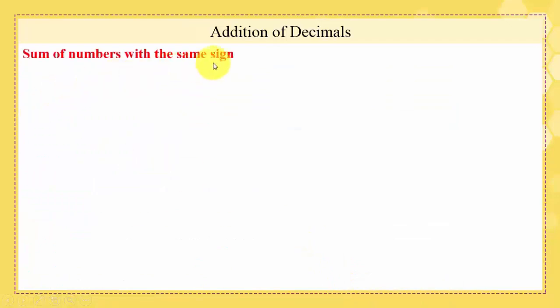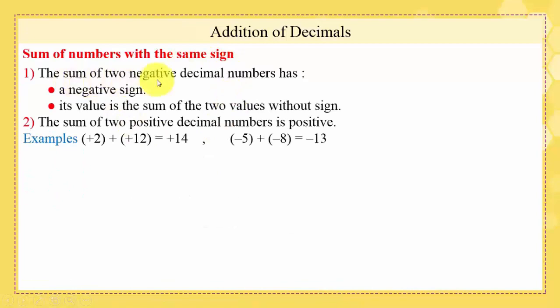Sum of numbers with the same sign. The two numbers are of the same sign. The sum of two negative decimal numbers has a negative sign. Its value is the sum of the two values without sign. The sum of two positive decimal numbers is positive. If the two numbers are of the same sign, you put the sign and add the two numbers.